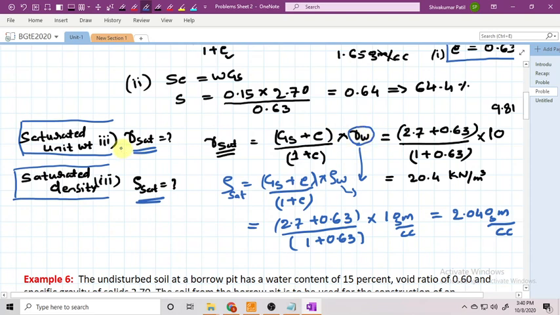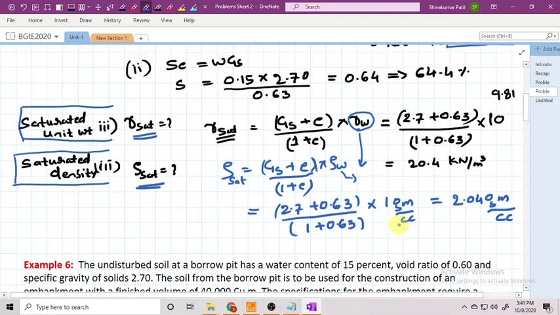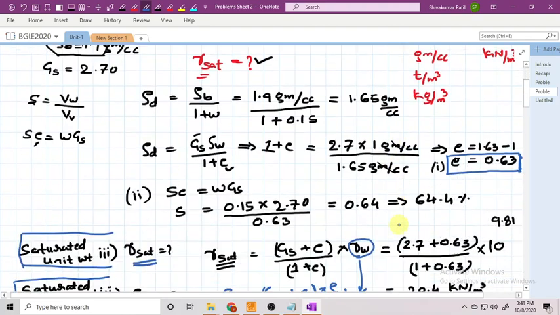If you are calculating saturated unit weight, then you should take the unit weight of water. Suppose you are calculating saturated density, then you should take the density of water.